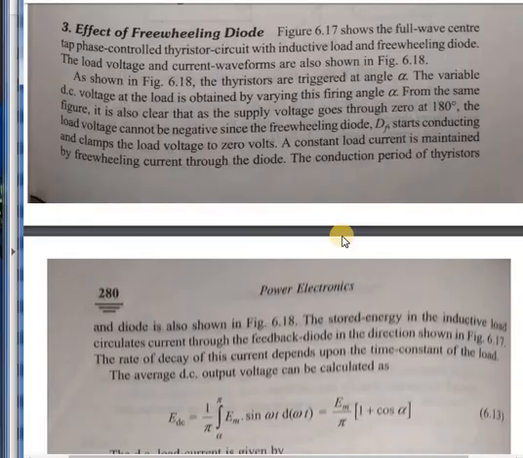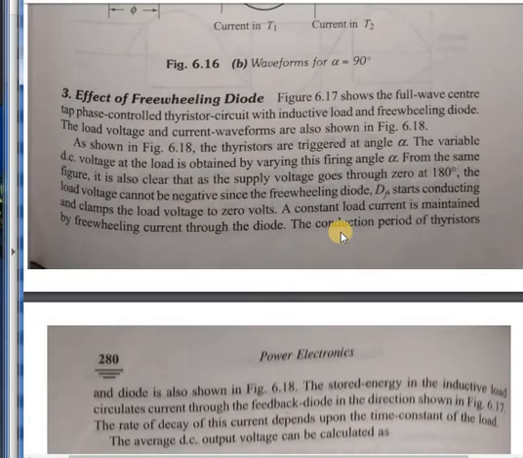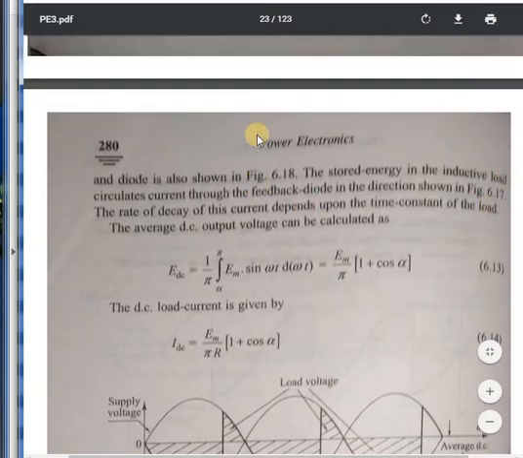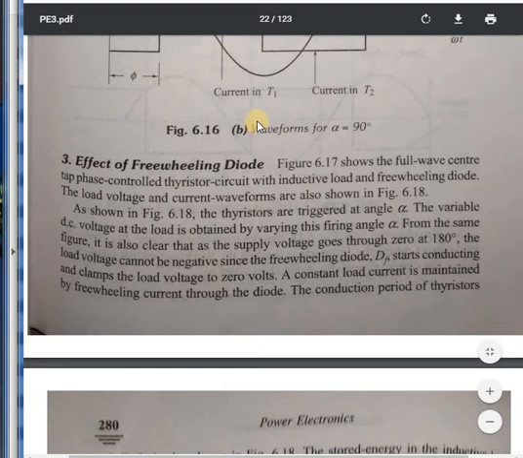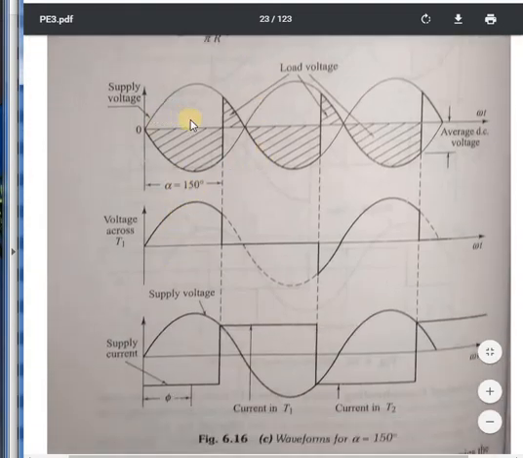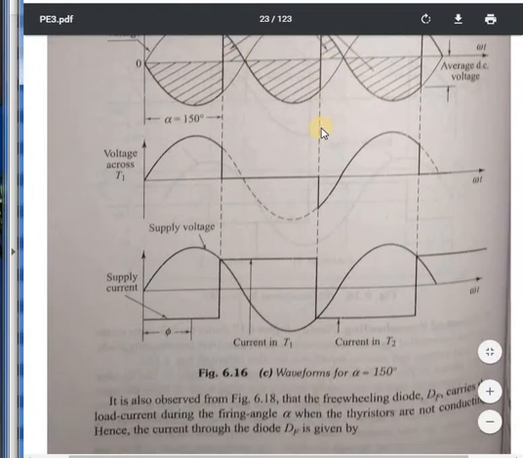Now the effect of the freewheeling diode. Again here also the effect of the freewheeling diode will be that the voltage will not appear across the negative half cycle. If you see the supply voltage is this, the load voltage is this, so the firing angle here is alpha equal to 150 degrees. So the voltage will appear in such a way that at 150 degrees, the load voltage will be this much, and will go into the negative half cycle again.